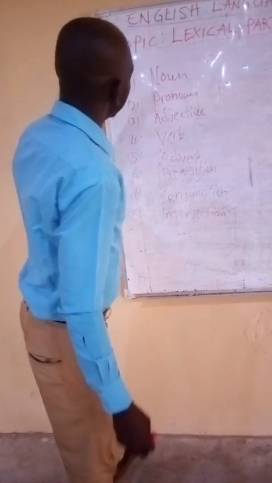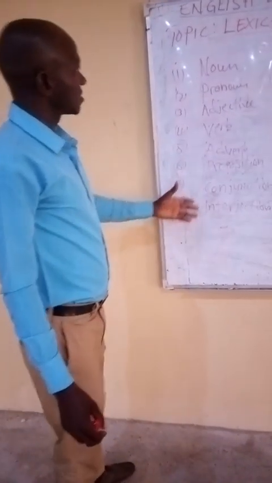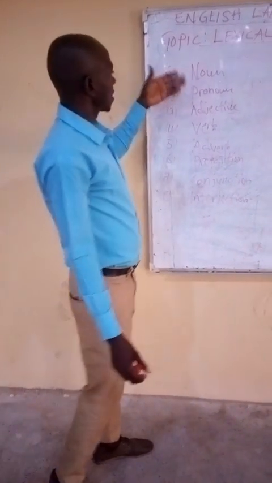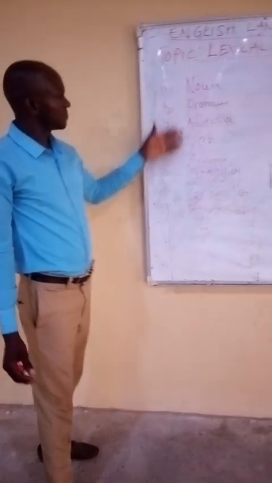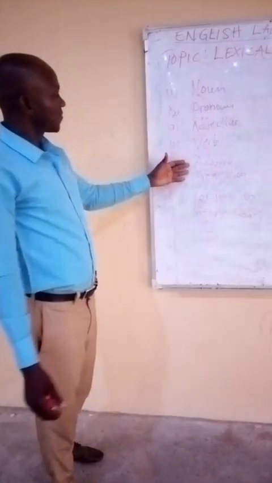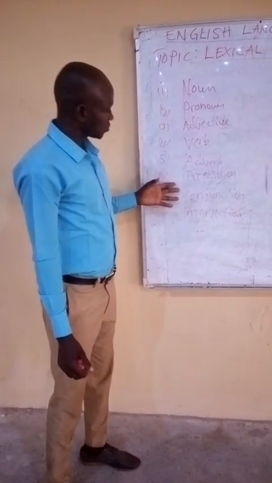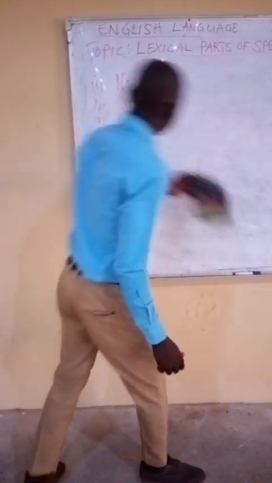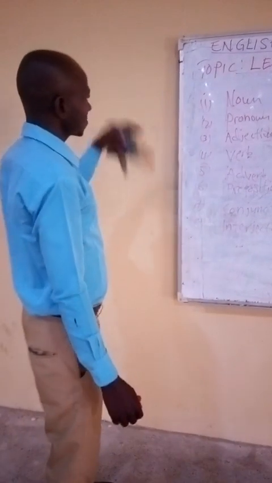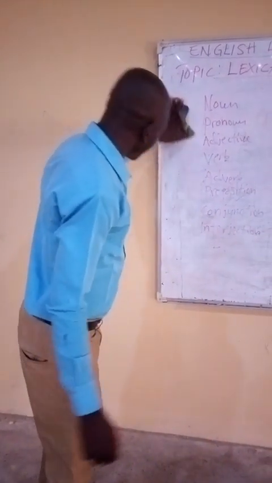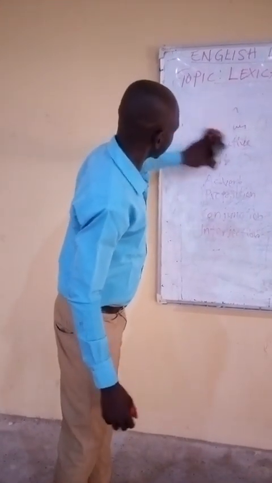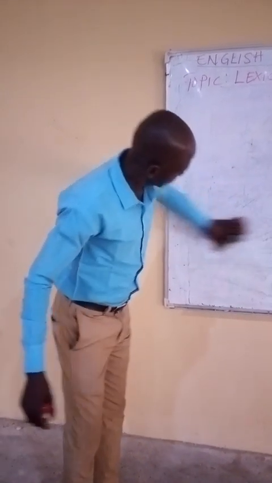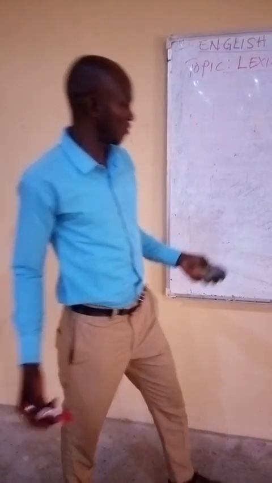These are the eight word classes or lexical parts of speech in the English language: noun, pronoun, adjective, verb, adverb, preposition, conjunction, and interjection. So we first look at noun. What is a noun? When you hear the word noun, what comes to your mind?